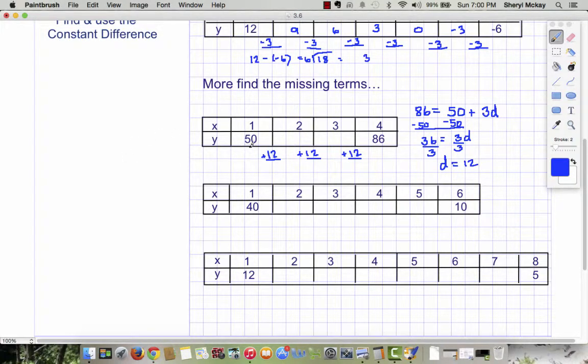And then now all I have to do to fill in my missing terms is 50 plus 12 is, might help if I write the right number, 62. And 62 plus 12 is 74. And then just to double check, 74 plus 12 is equal to 86. So that's one way that I could do this problem. It's one way. Let's go ahead and try the next one. See if you come up with a different way to find the constant difference.